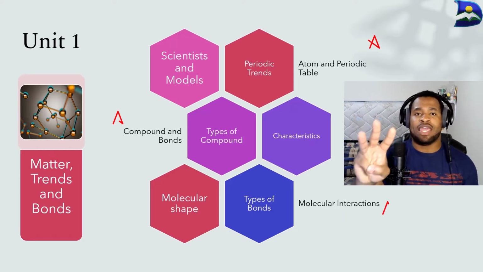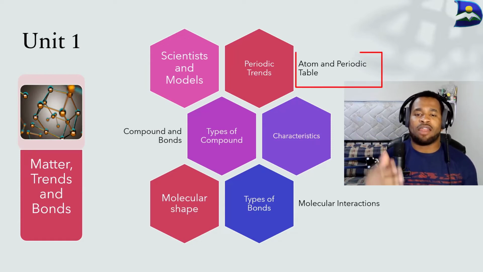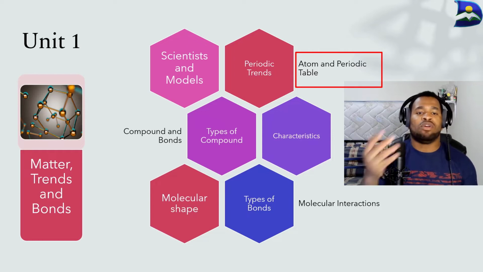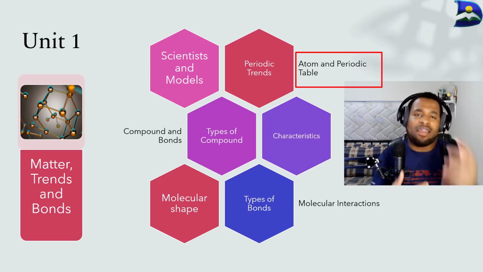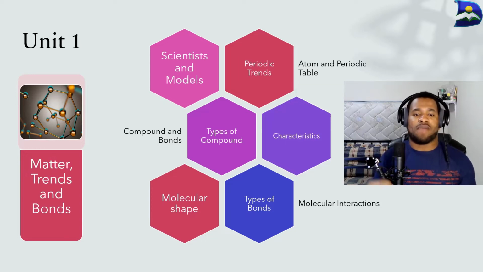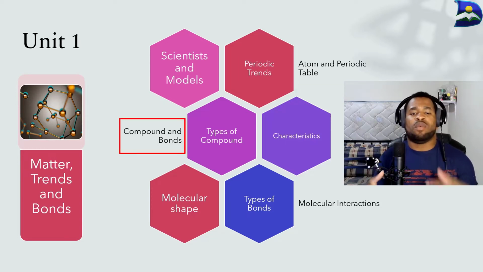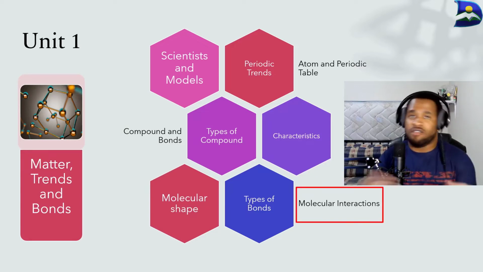Here are the 3 chapters that we're going to address, and the chapters will be divided into 2 parts. The first chapter here is about atoms and the periodic table, and we're going to first look at scientists and models, and this will be followed by periodic trends based on atomic radii and also many more things like ionization energy. This will also be followed by compounds and bonds, where we're going to look at types of compounds and also their characteristics, and this will build on to molecular interactions. This will be involving interactions between molecules.